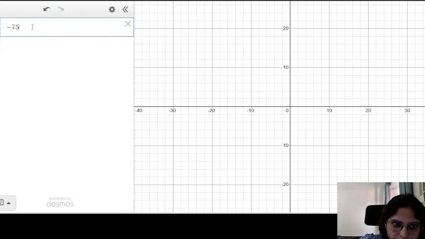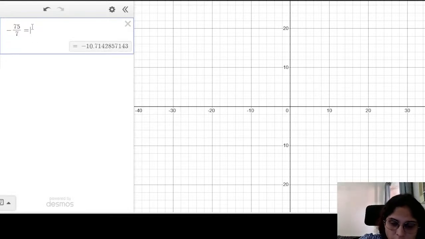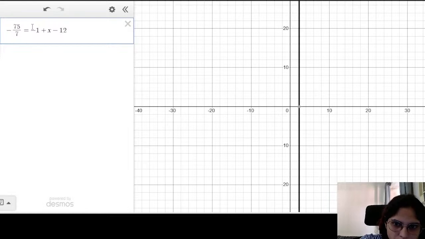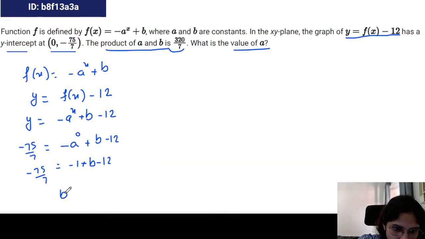So negative 75 over 7 equals negative 1, because a to the power 0 is 1, but it is negative outside, so negative 1 plus b minus 12. So I am getting my b as 2.286. Now the product of a and b is 320 over 7. A times b is 320 over 7.